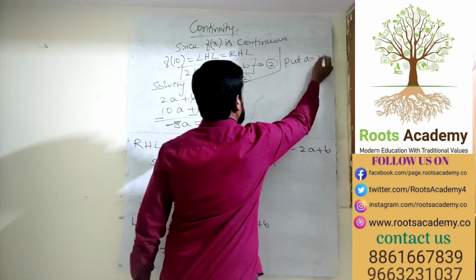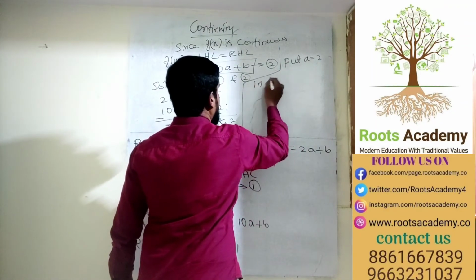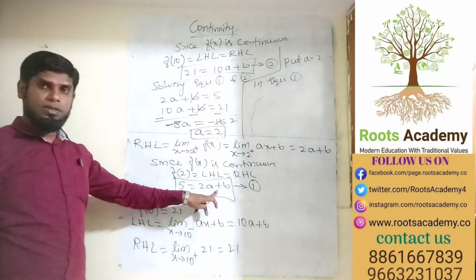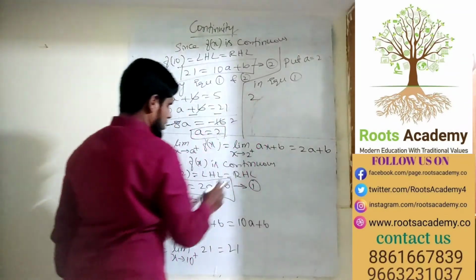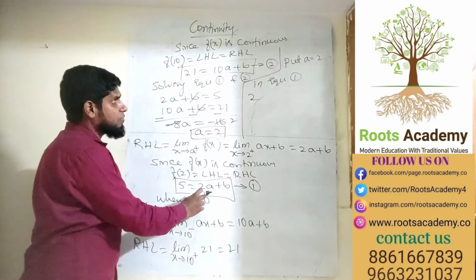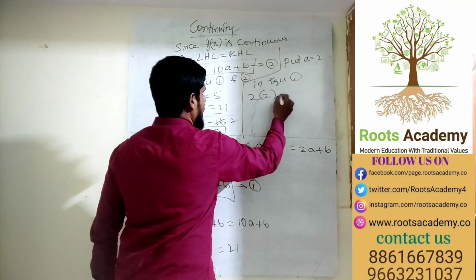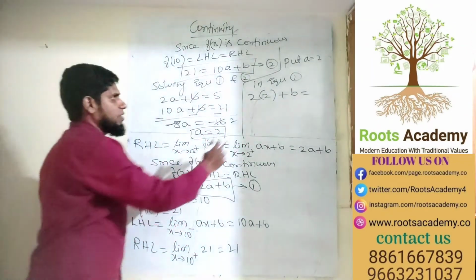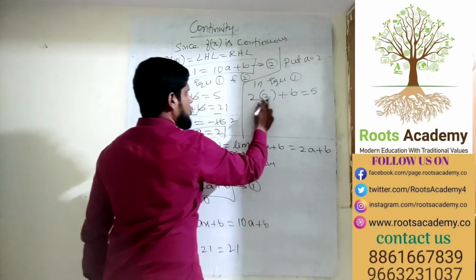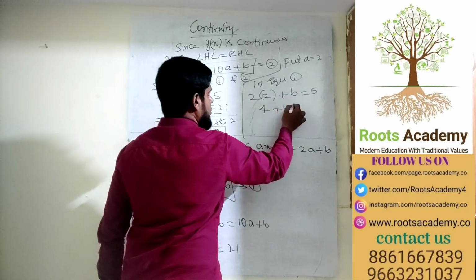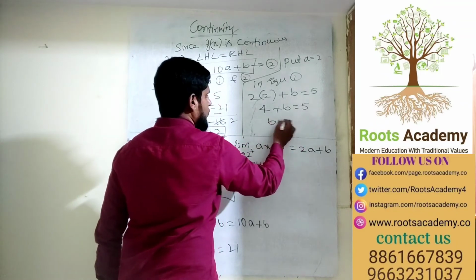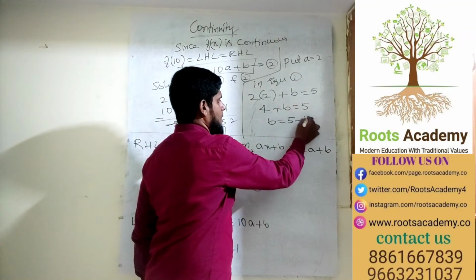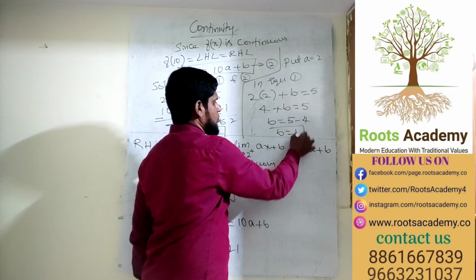Put A is equal to 2 in equation 1. So what is equation 1? 2, and there is an A here. In place of A, I should write 2, plus B as it is. This is equal to 5. So 2 into 2 is 4, plus B is equal to 5. So finally, the value of B is 5 minus 4. So B is equal to 1.